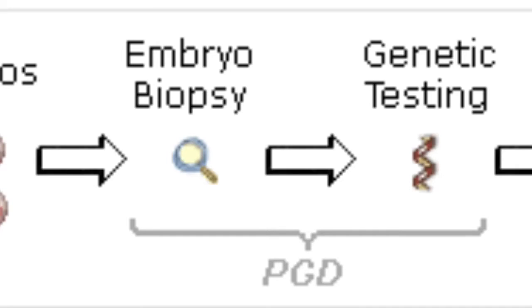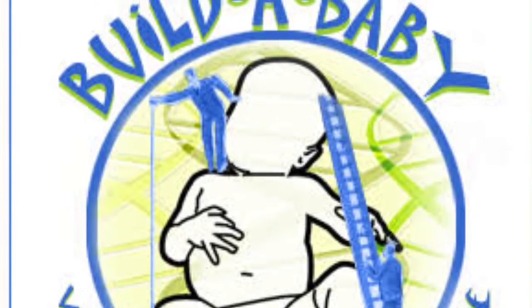PGD is now able to select intelligence and sportability of the child. This process is beneficial because the mother won't need to abort the baby, which causes financial and emotional stress. It also stops the passing of diseases down future generations.